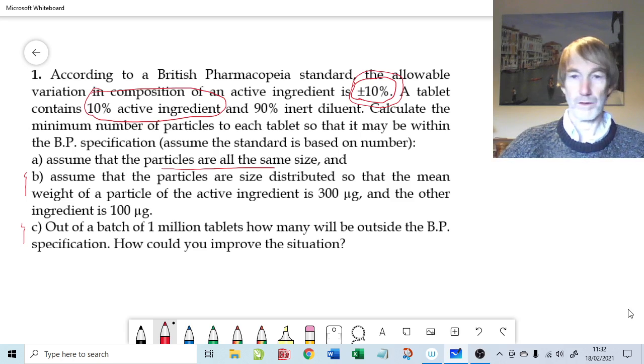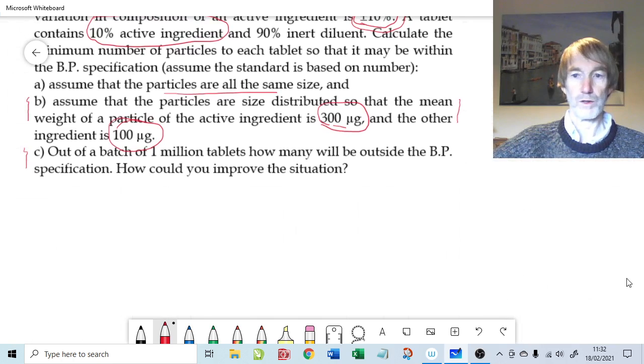I'm now going to focus in on part B, where we have some data on the active ingredient particle size that's being used inside the pill. The other material, inert material, is 100 micrograms, and the active ingredient is 300 micrograms. So that's the data we're going to use. Right. Well, to make sense out of this, we need to use an equation for mass distributions, because we're being told the masses of these particles, and we're going to use the Poole equation.